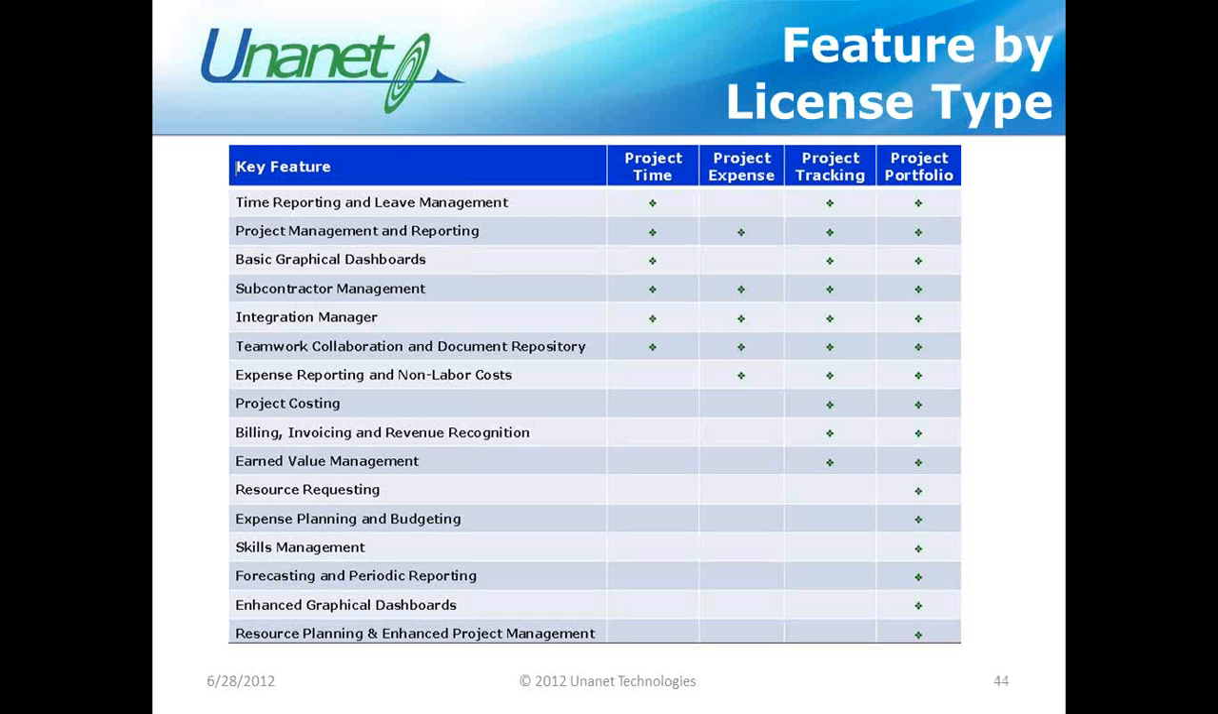I thought this chart might be helpful to show as it lists the various features that I've talked about by license type. Project costing, which is that burden cost reporting, the billing, invoicing, and revenue recognition, and earned value management, that's all available with the tracking license. Whereas resource planning here, requesting expense planning, skills management, forecasting, and periodic reporting, they're all available with the portfolio license. And as well, the periodic reports, the month-over-month or week-over-week type of reporting that I showed earlier, that's here as well with the project portfolio license.